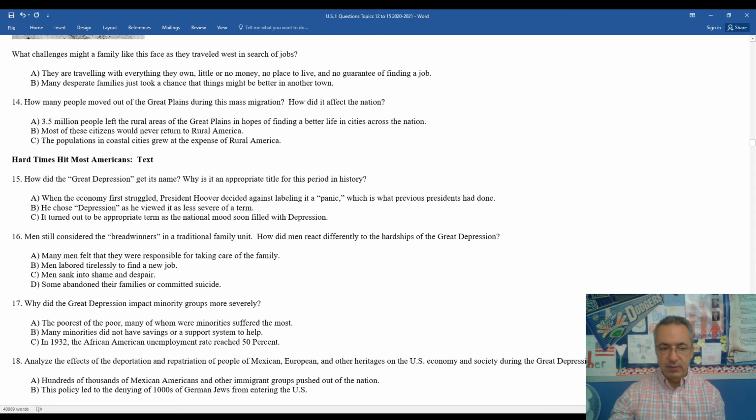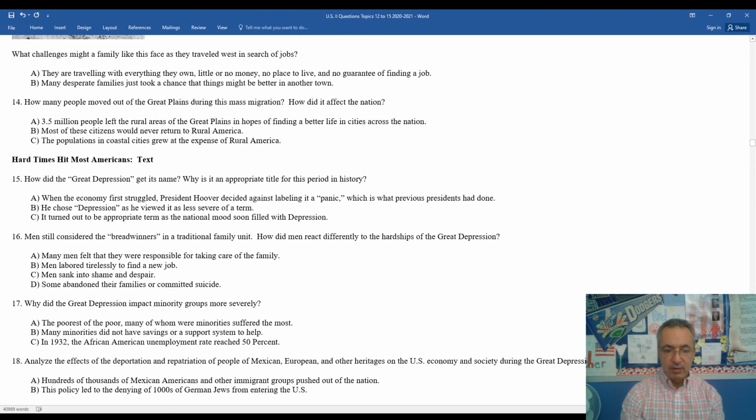Of course, during this period of time, the men in families were still considered to be the breadwinners in the traditional family unit, unlike today, where it's a much more shared responsibility. How did men react differently to the hardships of the Great Depression? Well, if you have the perspective that you're responsible for the well-being of your family, you're going to be feeling really bad about yourself. Men labored tirelessly looking for a job. Some sank into shame and despair. Some even abandoned their families, and unfortunately, some did commit suicide at a much larger rate than in, let's say, the 1920s, for example.